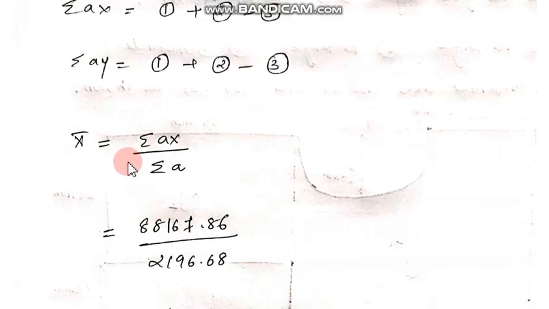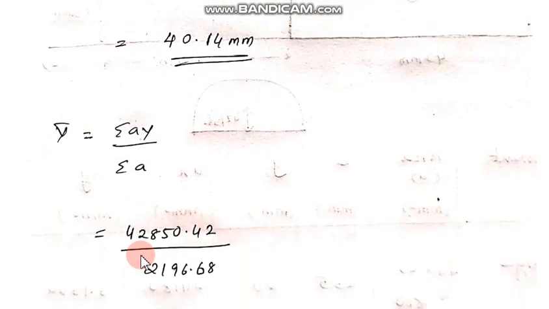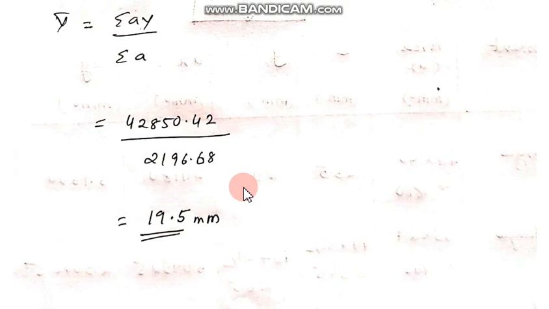And then x bar you can directly substitute in the formula, 40.14, and y bar is this answer, 19.5. I hope it's clear. It's very simple, directly applying the formula, and you should know the formulas of each regular figure to proceed with this.